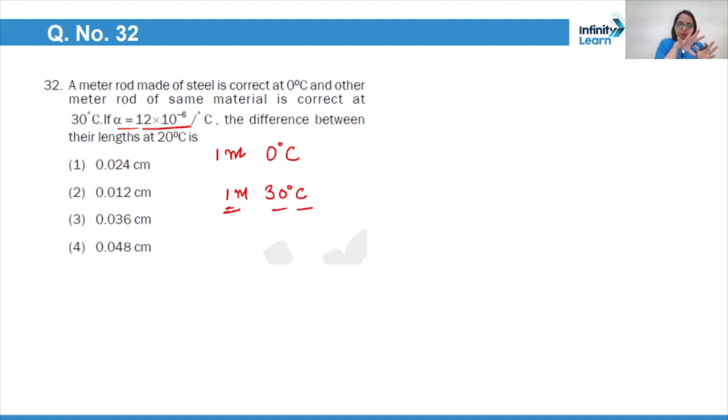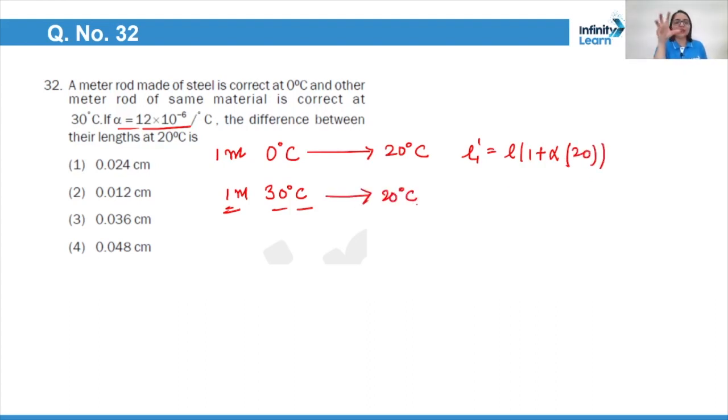Okay. Now we are making the temperature 20 degrees Celsius. So its temperature is increasing from 0 to 20 degrees Celsius, so it will expand. So the new length L1 dash will be L into 1 plus alpha delta T, where the change in temperature for this one is 20. For this one, we are decreasing the temperature by 10 degrees Celsius, so it will contract. Its length will decrease, right? So L2 dash will be L into 1 plus alpha into (20 minus 30), that is minus 10, right?